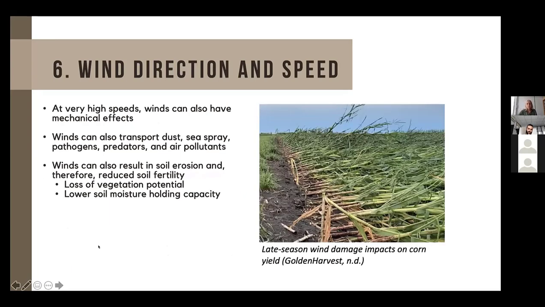At super high wind speeds, winds can also have mechanical effects in terms of crop production. Winds can transport dust, sea spray, pathogens, predators, and air pollutants. And unfortunately, wind can also result in soil erosion and therefore reduce soil fertility. And this then results in a loss of vegetation potential and lower soil moisture holding capacity.